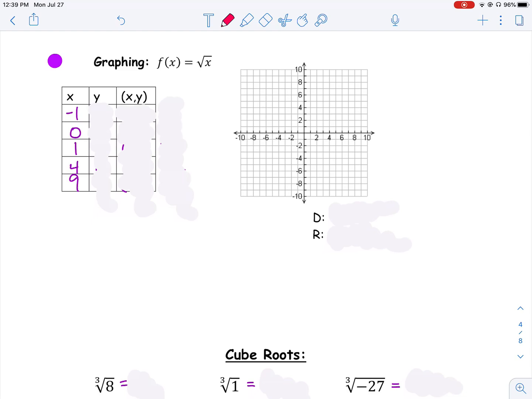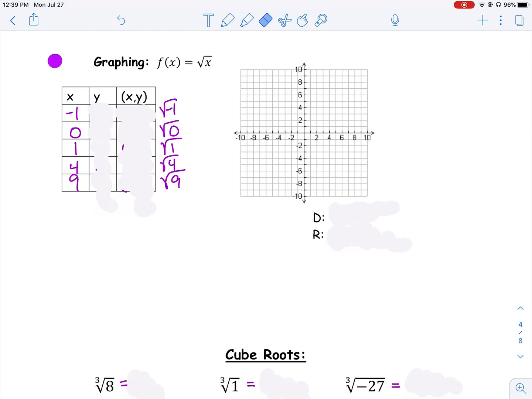I'm going to pick some x values. I strategically picked some that kind of worked out a little more evenly so I can graph it more accurately instead of just guessing or estimating using decimals or fractions. So I picked x equals -1, 0, 1, 4, and 9. So that means when x is -1, I'm going to plug it into my function and get the square root of -1. When x is 0, I have the square root of 0, square root of 1, square root of 4, and square root of 9, and so on. And you can do more than that if you need to better figure out the pattern. I just picked a few.